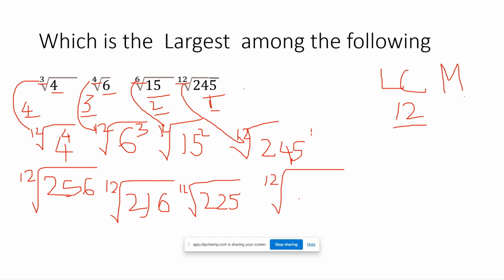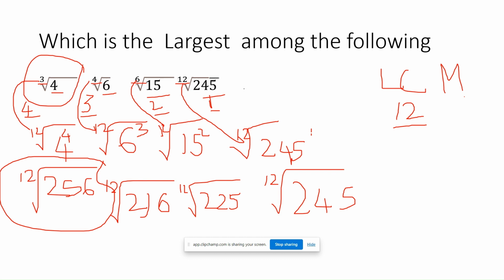The next is 245. Okay. Now see, now you have all the powers the same: 12, 12, 12, 12. Now you have to see the numbers. Which is the biggest number among these? The largest number is 256, right? So your answer will be the cube root of 4. This is the largest number.